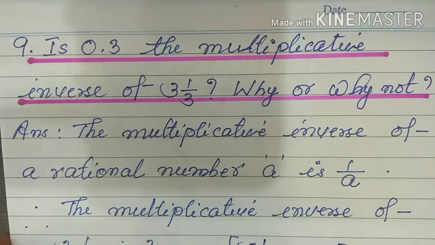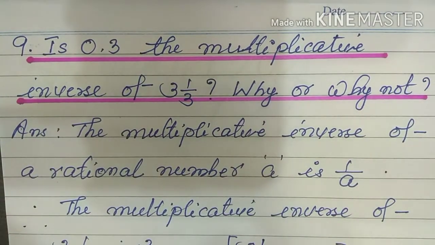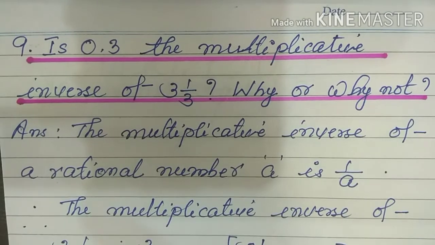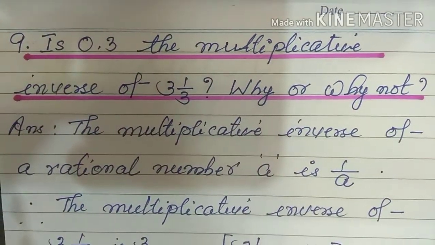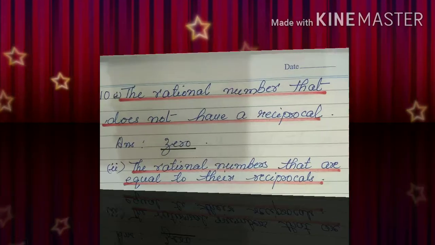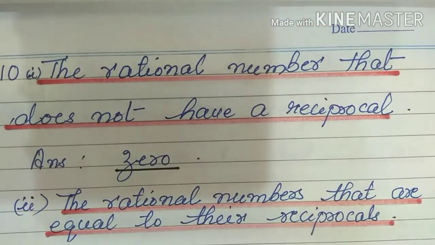Conclusion is 0.3 is the multiplicative inverse of 3 1 by 3. So the statement is correct or not? Yes, the statement is correct. What is the final answer? 0.3 is the multiplicative inverse of 3 1 by 3. Let's solve question number 10.